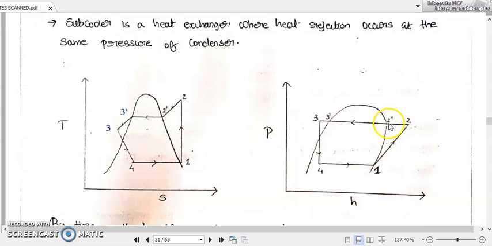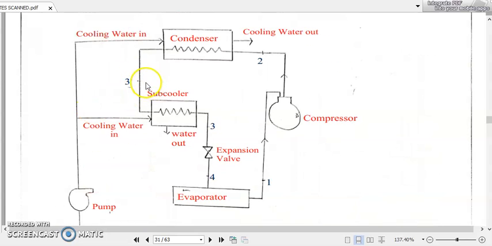So 2 to 2', the refrigerant is slowly converted to saturated vapor form. Then again it will be converted to saturated liquid, that is at 3'. But what is happening at 3'? At 3', the liquid refrigerant coming out of the condenser is going to enter an additional heat exchanger where it will again lose its heat to the cooling water circuit, which means its temperature will be further reduced. But there is no pressure reduction happening at the subcooler. So this 2, 3', 3, all of this will be happening at constant pressure.